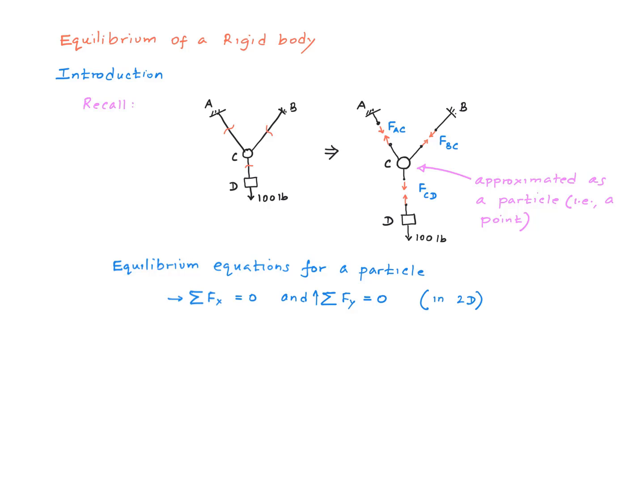So we start from a particle that has at most two unknowns, solve those two unknowns, and then we go to the next particle where the unknowns are still less than or equal to 2 and so on, right? So we'll see in a second that just the force equations are not sufficient for a body.